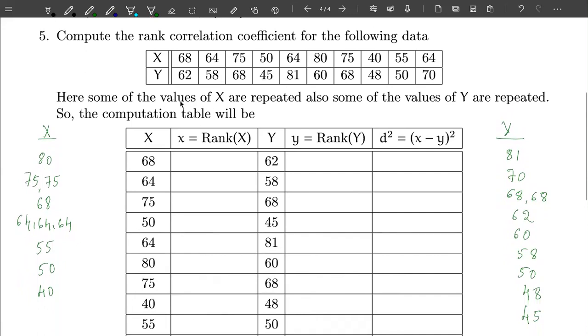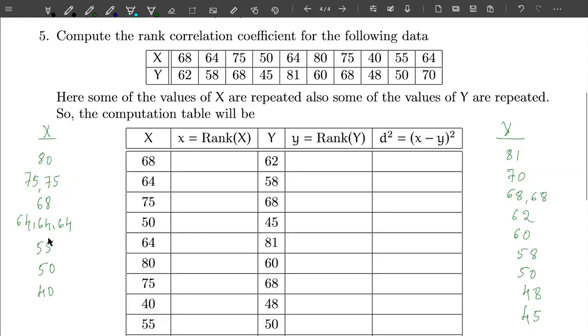So first what we will do is, we will try to list out all the values of X in descending order. Please do this in rough work only, don't include it in the computation table. So the maximum value taken by X here is 80. Then comes 75. 75 appears 2 times here. Then 68. Then again 64 repeats 3 times. Like that we continue, and 40 will be the last value.